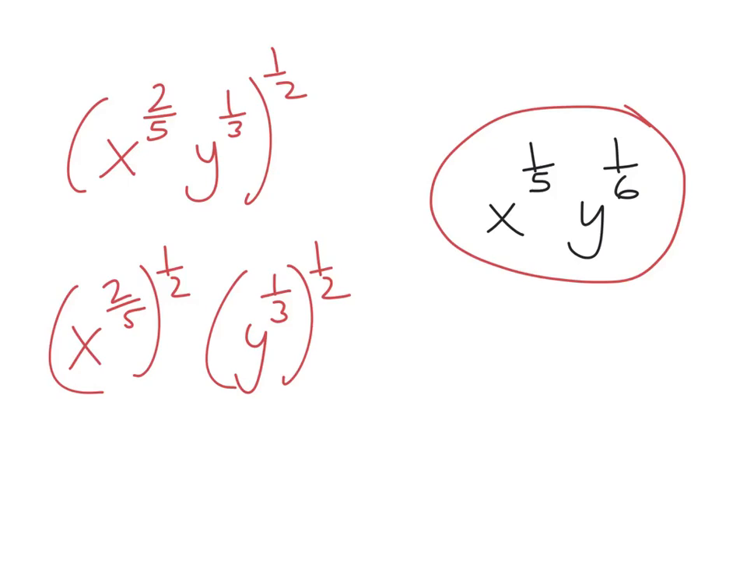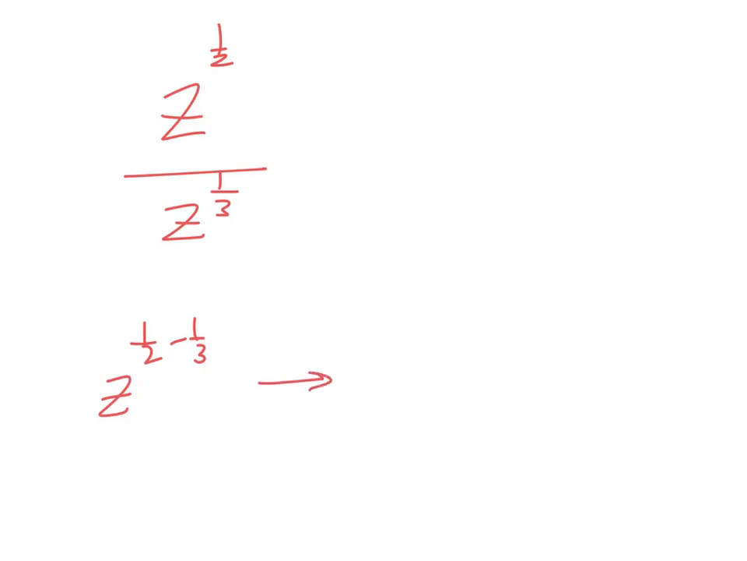What if it was, and I didn't give you one of these, but let's make one up real quick. Let's say I had z to the 1/2 divided by z to the 1/3. What would I do? Subtract. It's the same idea. When I have a power divided by a power and the bases are the same, I just subtract the powers. So this really is z to the 1/2 minus 1/3. And then you'd have to figure that out.